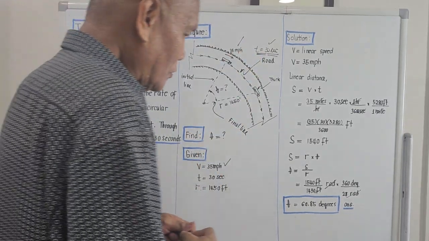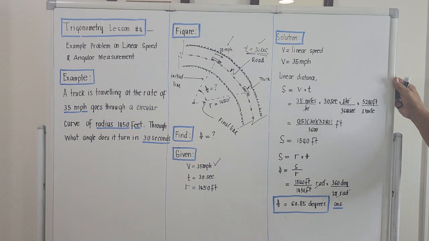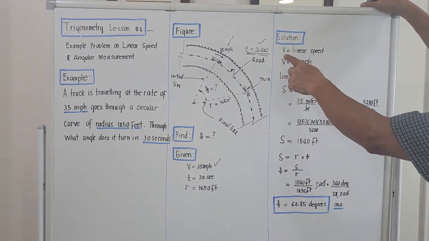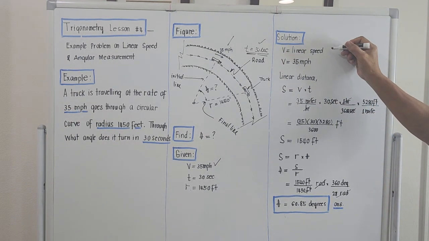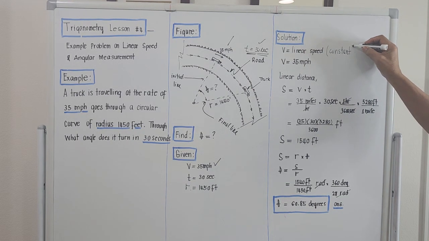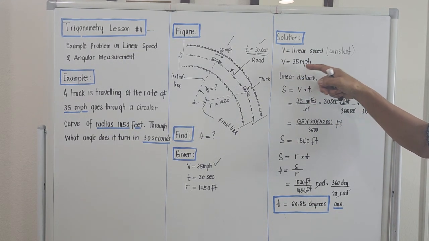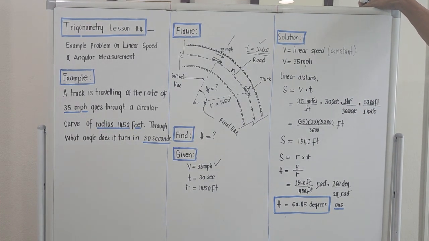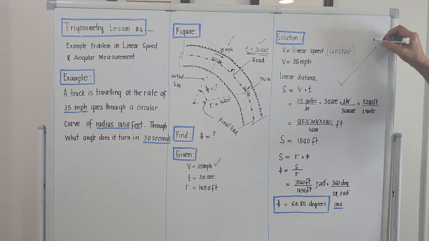Okay, let's try to bring out the solution. To bring out the solution, I will let capital letter B equal to linear speed, and this will be constant. This is not variable, constant. So meaning to say the truck is in constant motion, right? And the given linear speed is 35 mph, meaning miles per hour. Okay, let's try to compute for the total distance traveled by the truck after time t equal to 30 seconds.